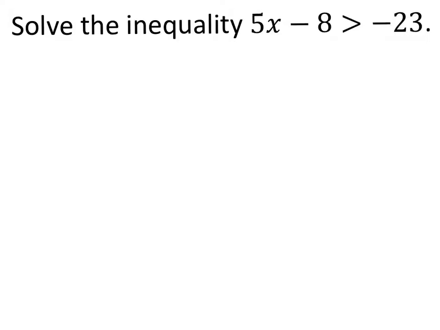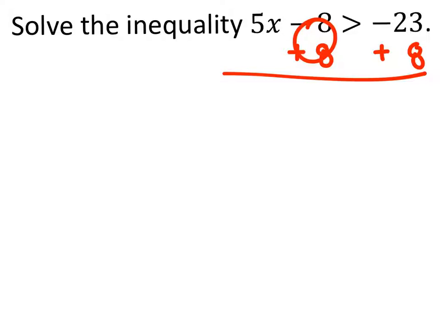So the first thing we're going to want to do is add 8 to both sides. And that gives us a 0 there, so that's a 0 pair. Now we have a 5x. This is greater than what would be a negative 15.